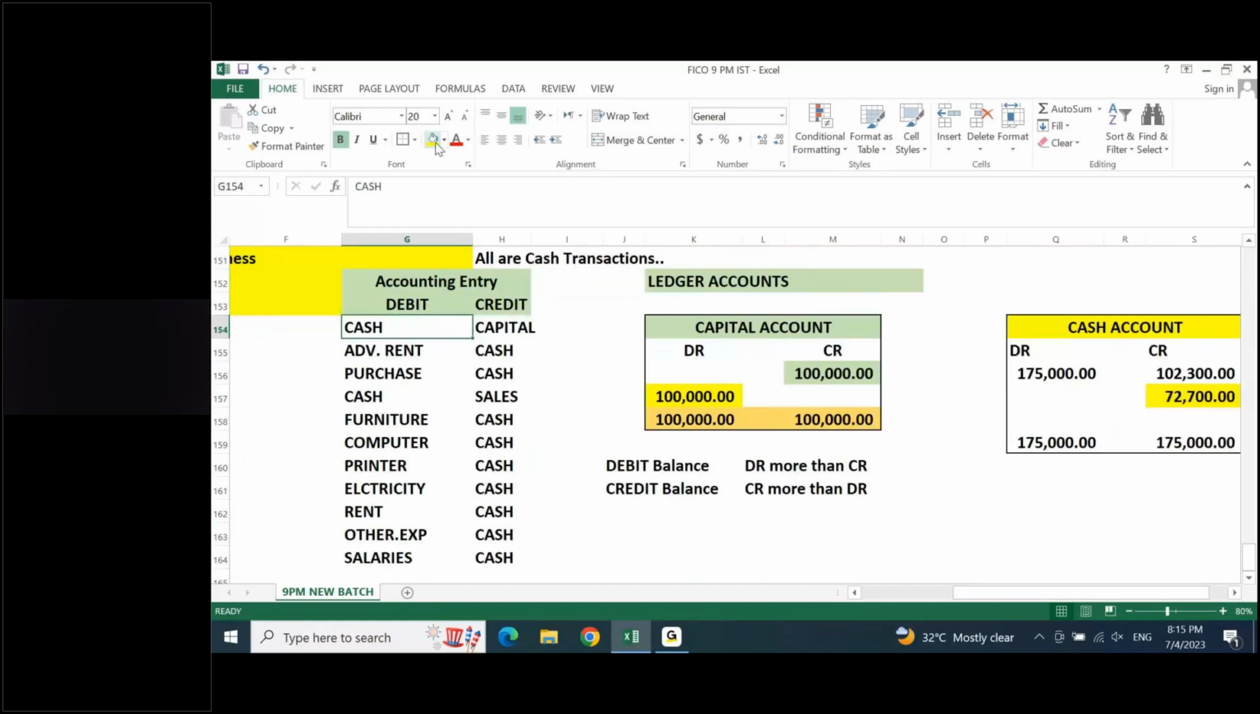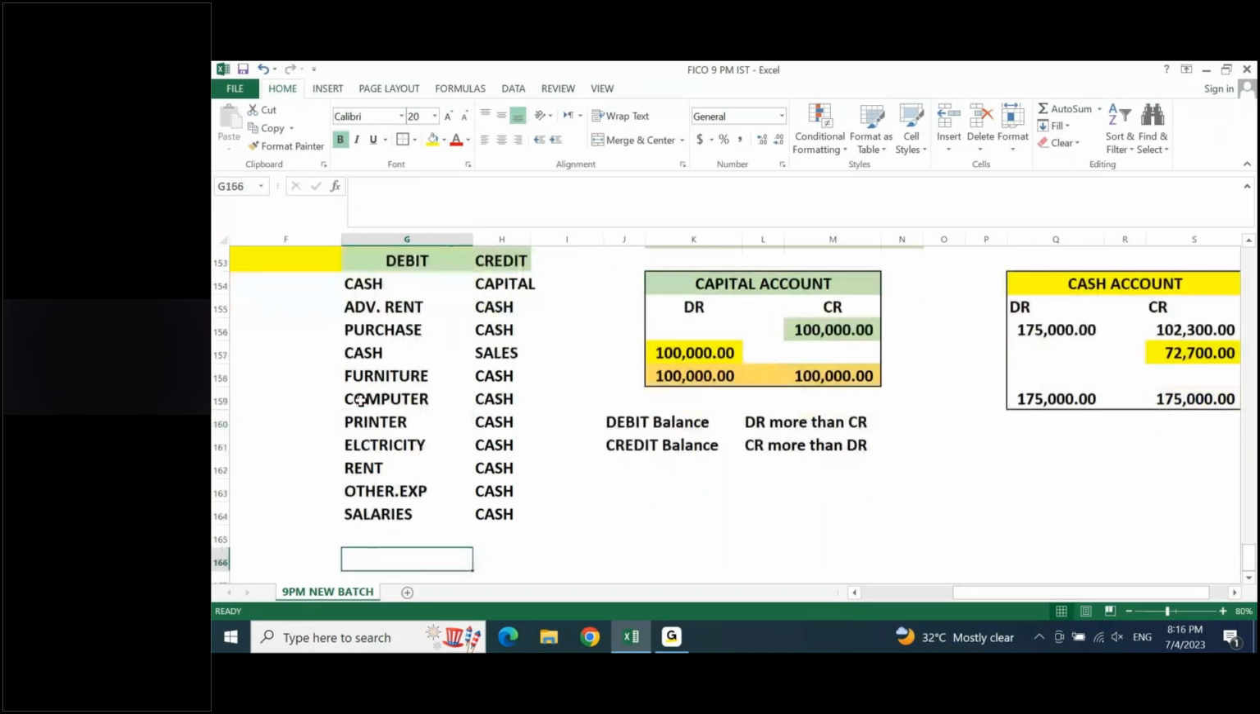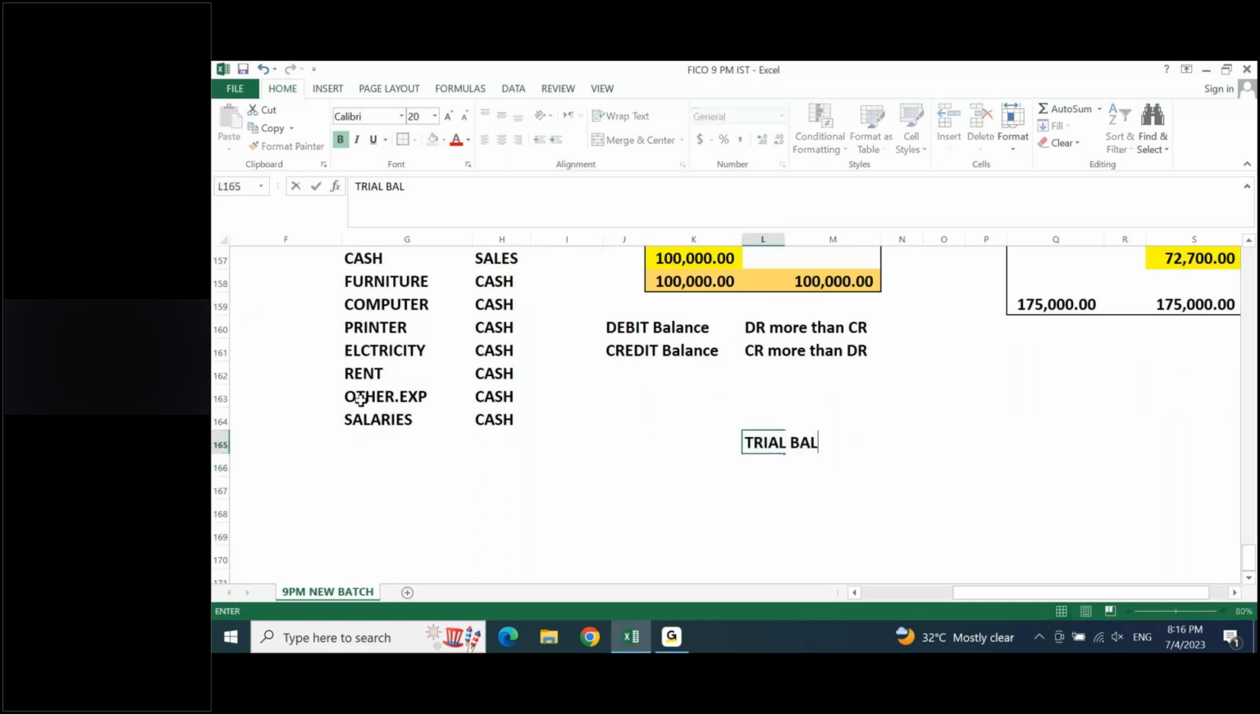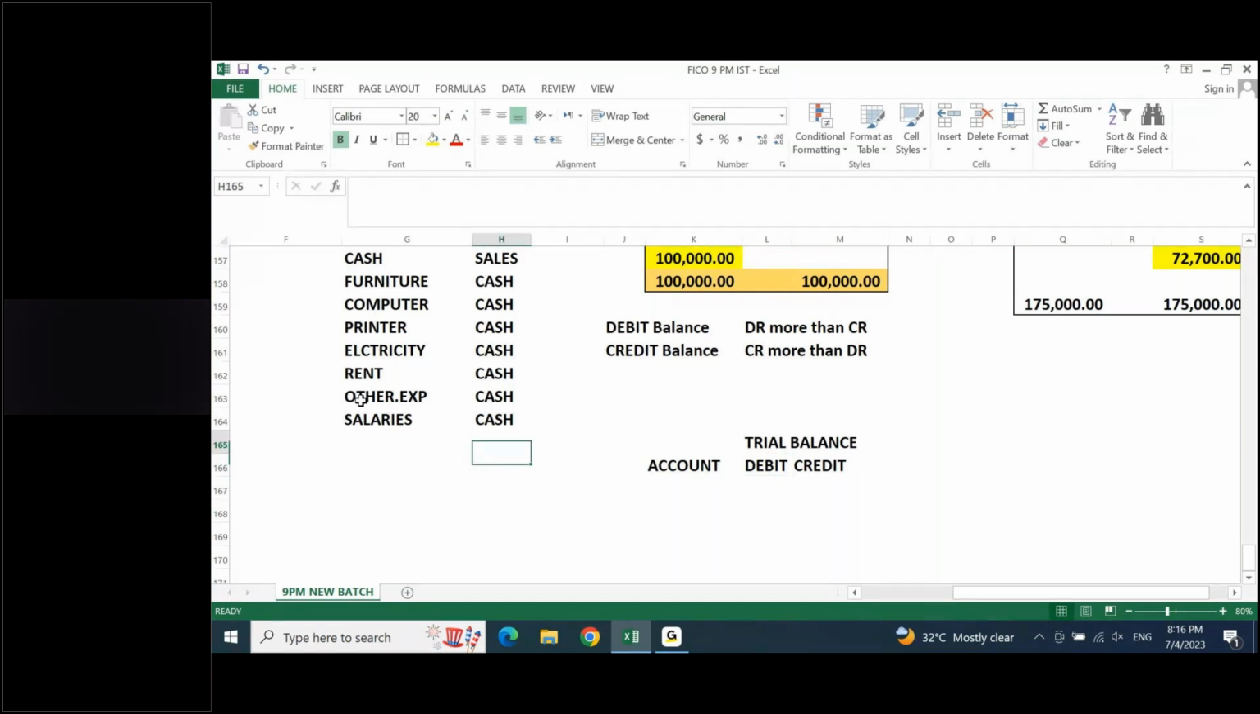Okay, after preparing the ledger account, after preparing a cash account, what next is to be prepared according to accounting? TB. After journal entries and ledger accounts, you will have to prepare the TB, which is nothing but the trial balance. Let us prepare the trial balance. When you prepare the trial balance, let me write account, and I will write debit, I will write credit. Account, debit, credit.